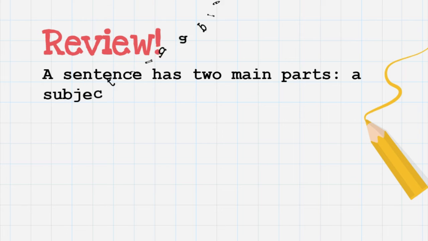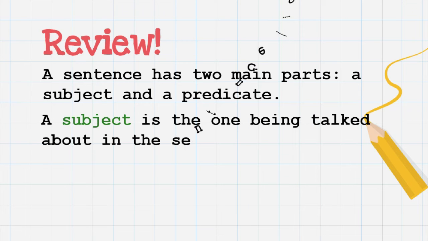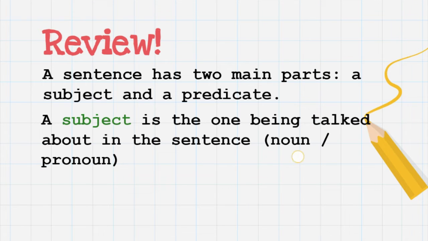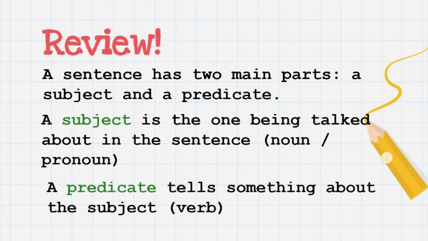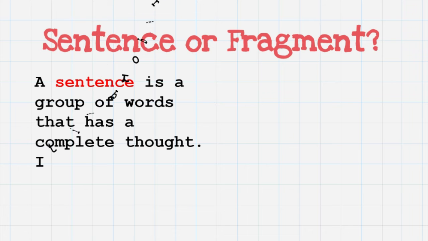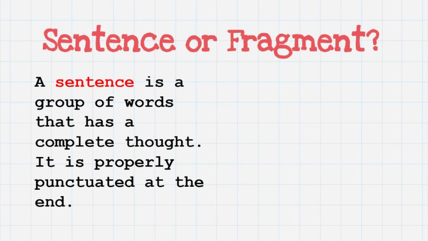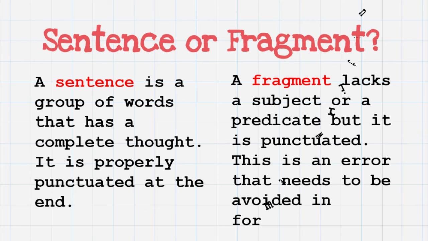Let's have a review. A sentence has two main parts, a subject and a predicate. So what is a subject and what is a predicate? A subject is the one being talked about in the sentence, the noun or the pronoun, while the predicate tells something about the subject, or known as the verb. So what about sentence and fragment? A sentence is a group of words that has a complete thought. It is properly punctuated at the end, while the fragment lacks a subject or predicate but it is punctuated. This is an error that needs to be avoided in formal writing.